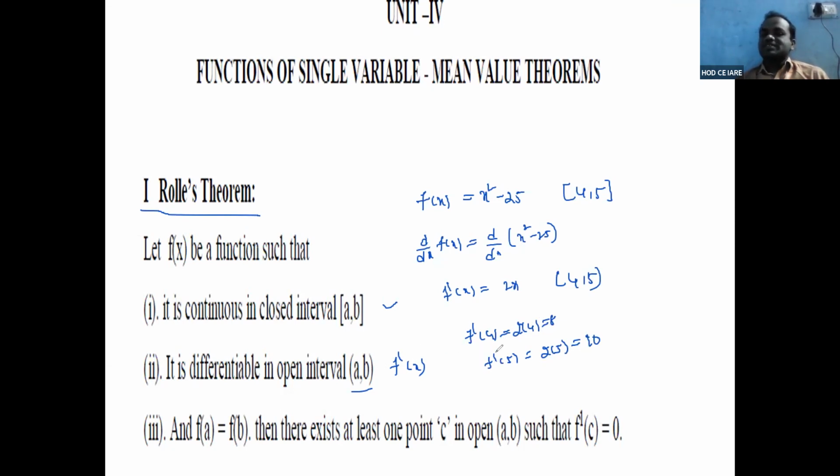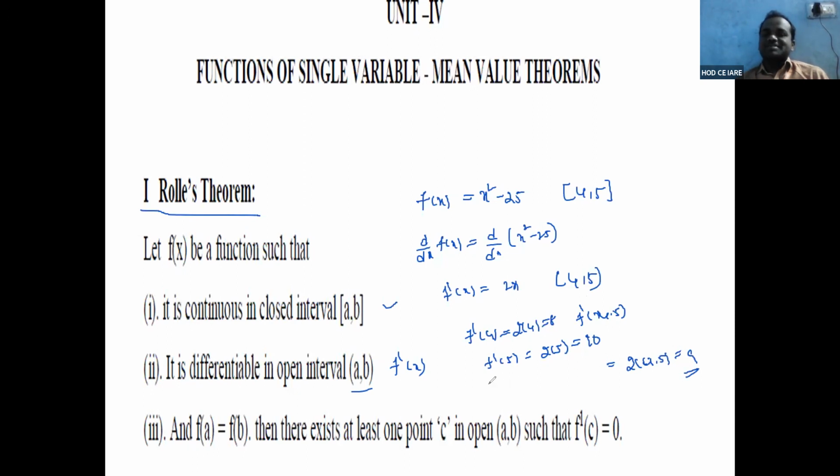The function f dash of x is satisfying in the open interval of 4, 5. I can take 4.5 also: f dash of 4.5 is 2 into 4.5, that is equal to 9, which is also satisfying differentiability in the open interval of 4, 5. So the next condition is f of a is equal to f of b.